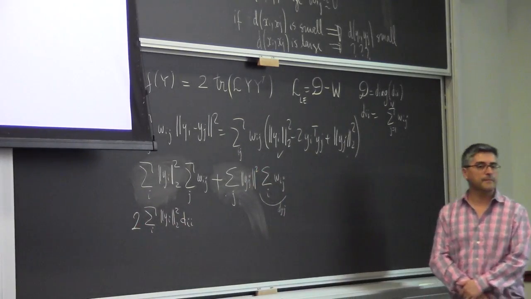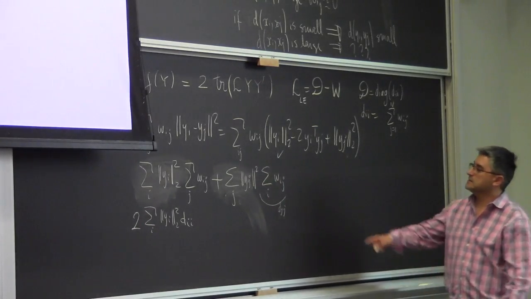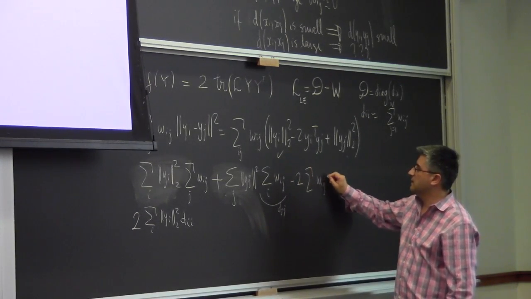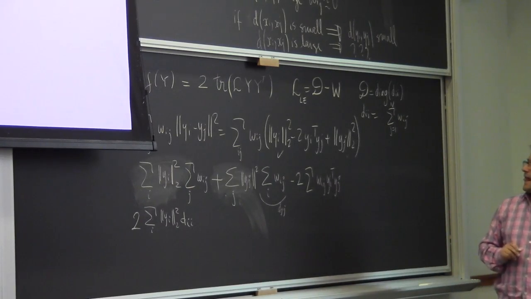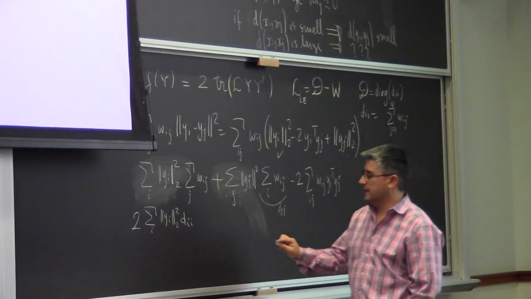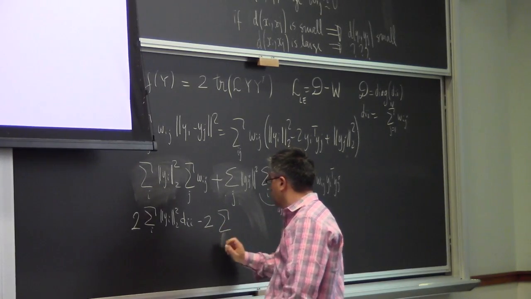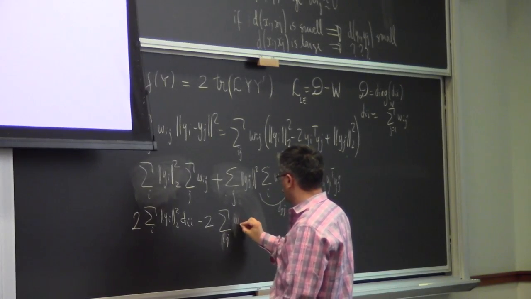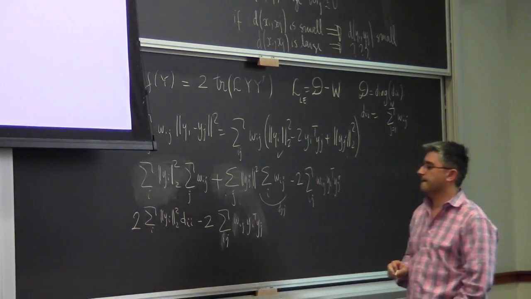Okay? Minus the middle term, and the middle term is 2 times the sum of wij yi transpose yj. Okay. And this is summing over both i and j. So if I add that here, it's minus 2 times the sum over i and j of wij yi transpose yj. Okay?